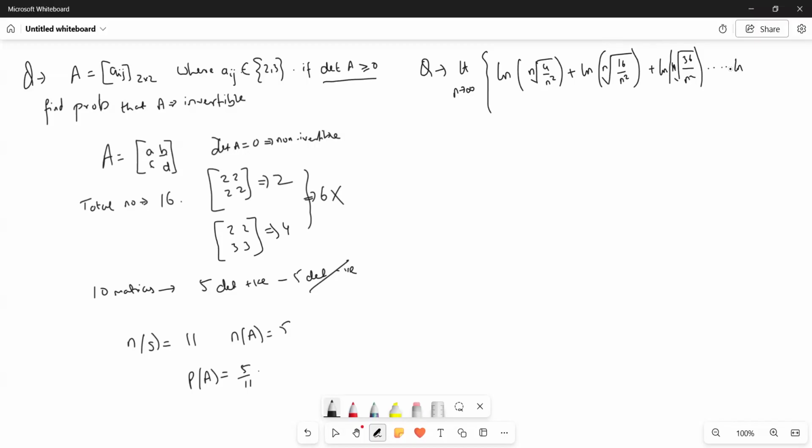ln fourth root of 4. Find the value of this. nth root of 4, sorry, not this.